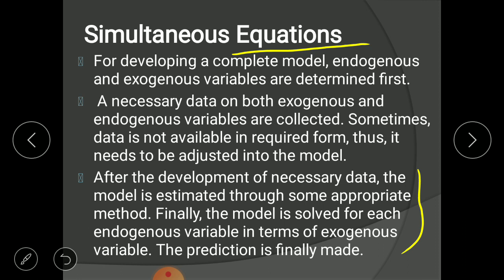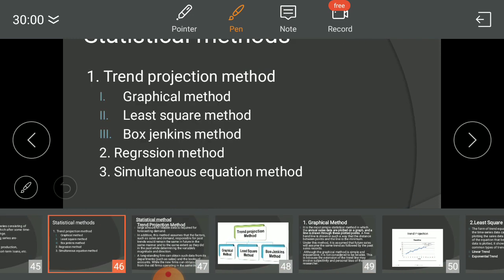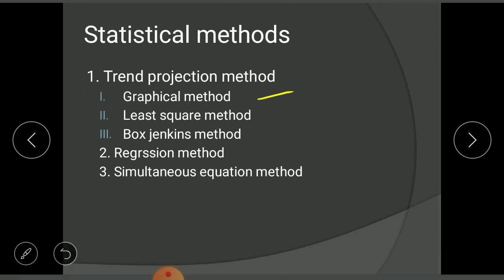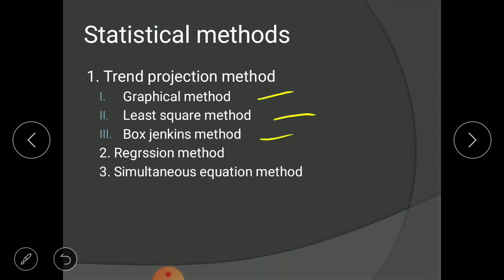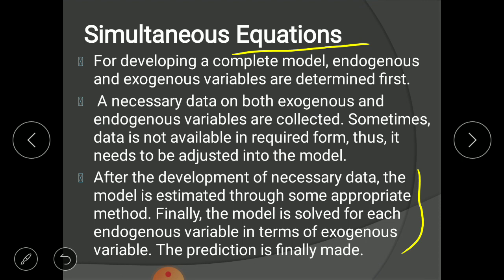So this is all about the statistical methods of demand forecasting. In statistical methods, we have seen three methods, which are trend projection method, regression method and simultaneous equation. And in trend, again we have seen three methods, which are graphical method, least square method, and Box-Jenkins method. So in this way, we are completing the statistical methods of this unit, and in this way we are successfully completing the first unit, the total first unit, in this lecture.